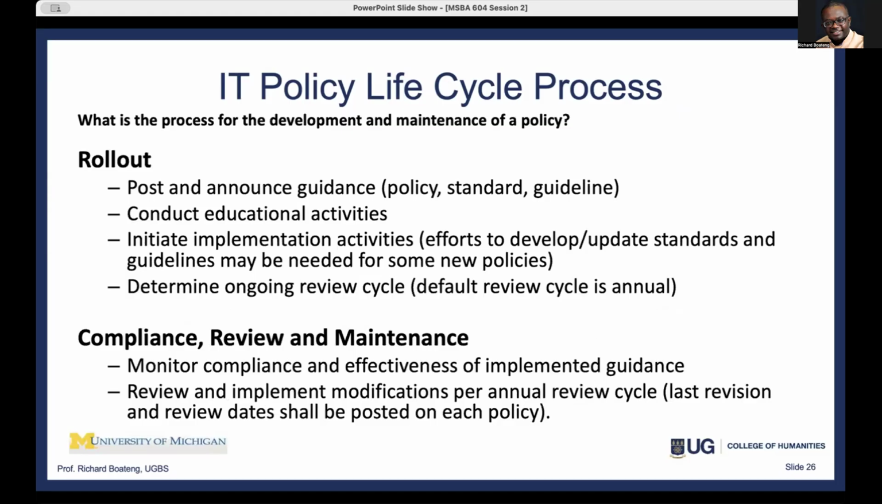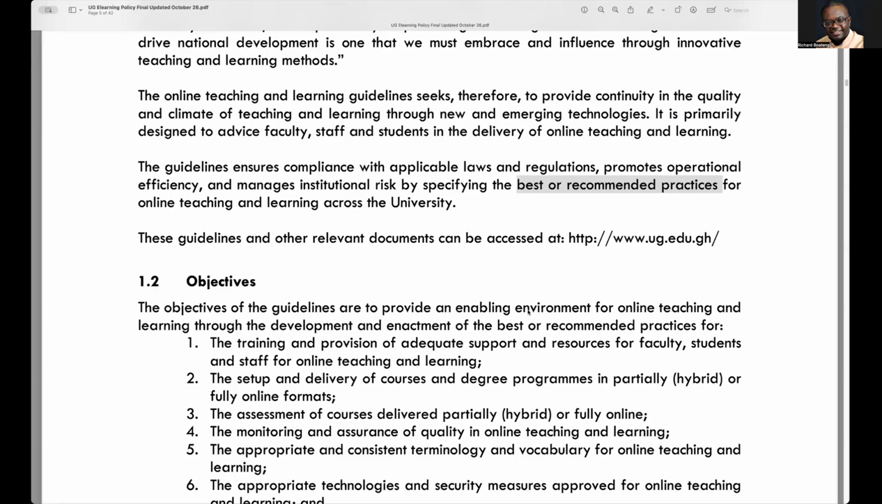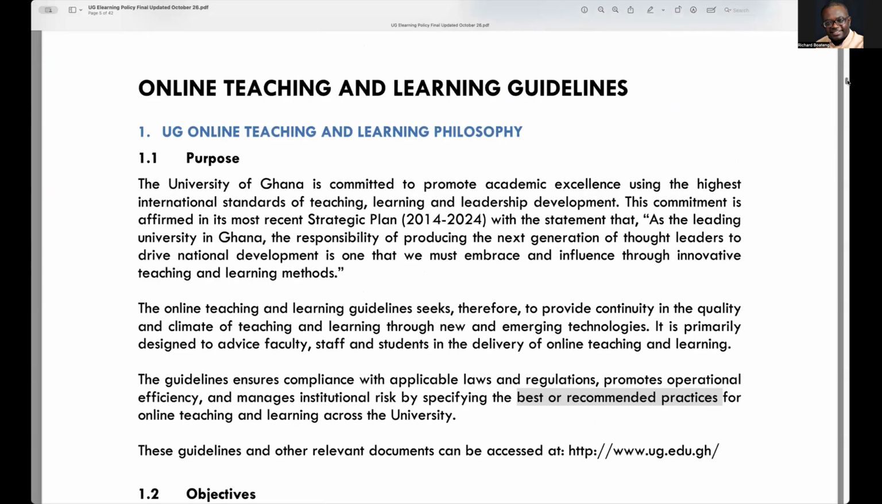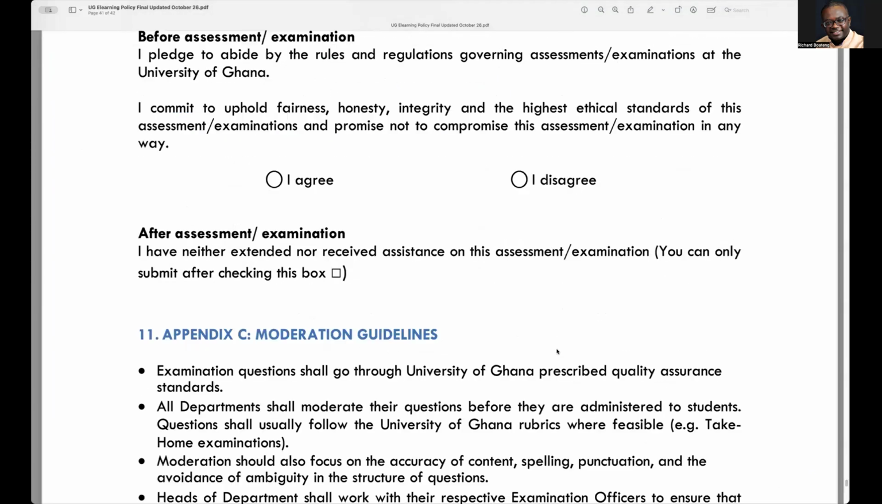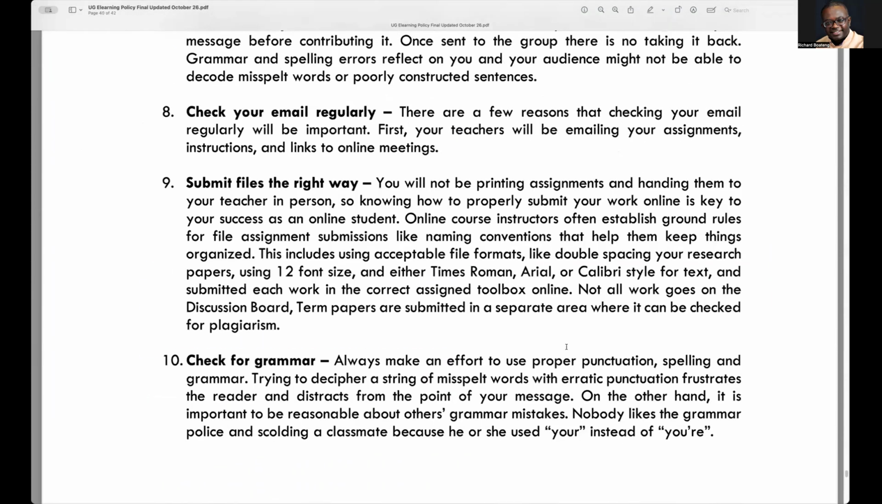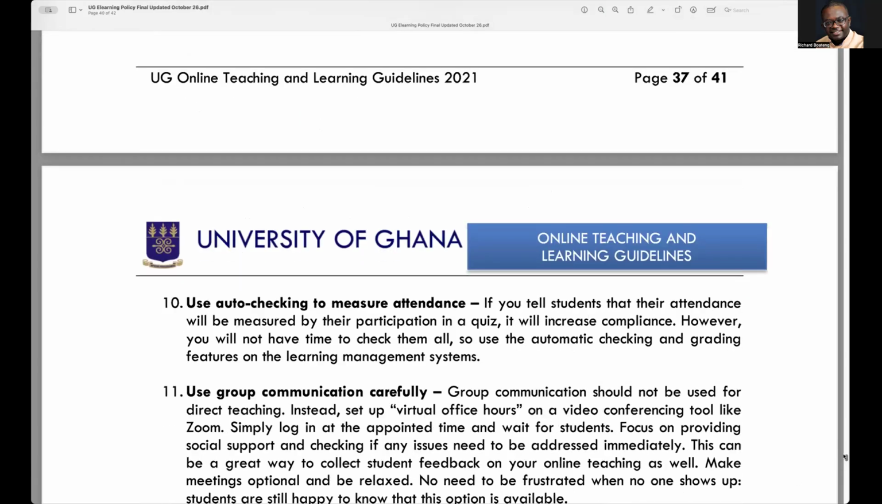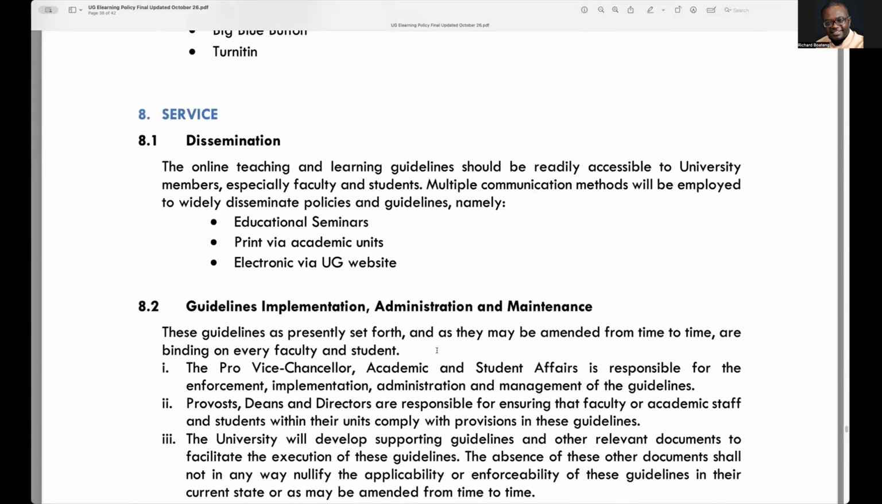Then when you finish, how are you going to make it available? How are you going to maintain it? So if you go into the policy, we actually state and point out how we are going to use it and how we're going to make it available to others. So if you go to the e-learning policy and you scroll down towards the end, now this is an appendix. So towards the end of the policy, you see that there is dissemination.